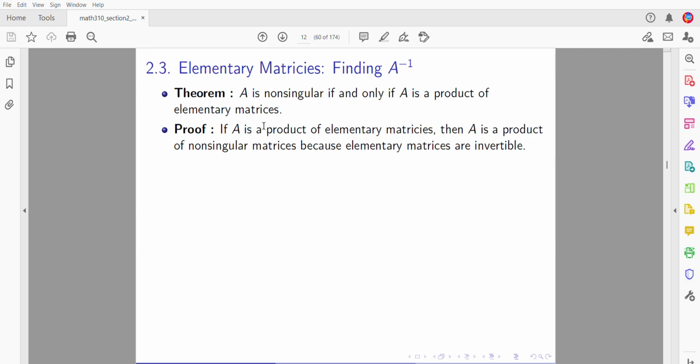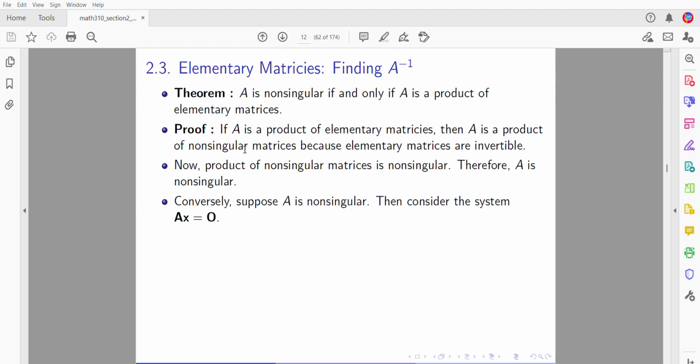A is a product of non-singular matrices because elementary matrices are non-singular. We just saw every elementary matrix is invertible or non-singular. If A is a product of elementary matrices, then A is a product of non-singular matrices. Well, product of non-singular matrices is non-singular. Therefore, A is non-singular. So you started from the second statement and concluded the first statement.